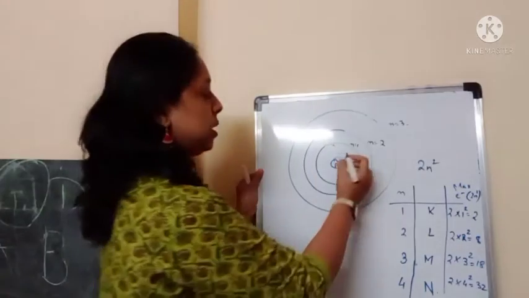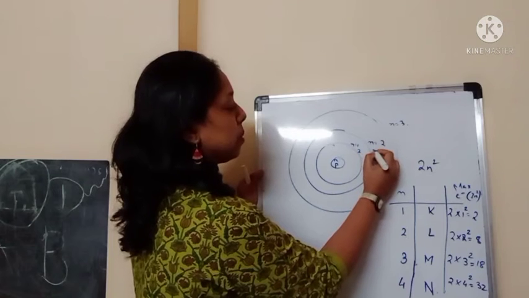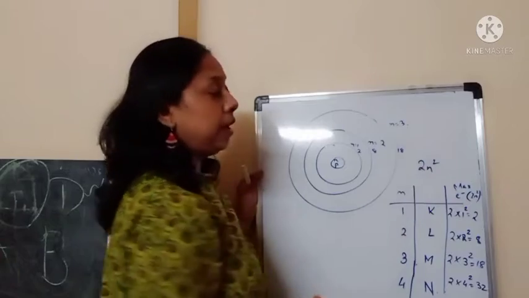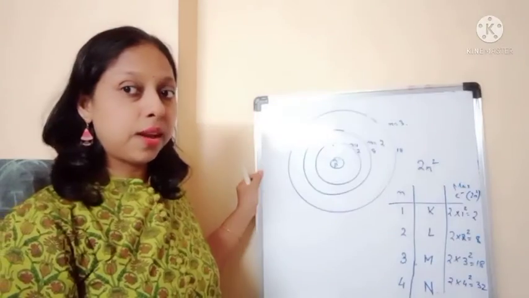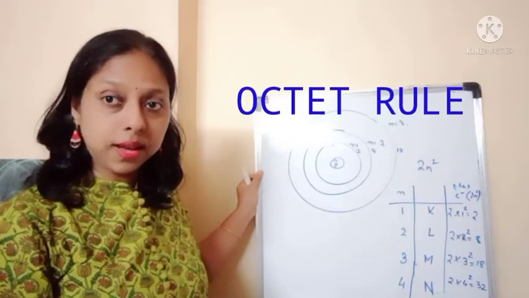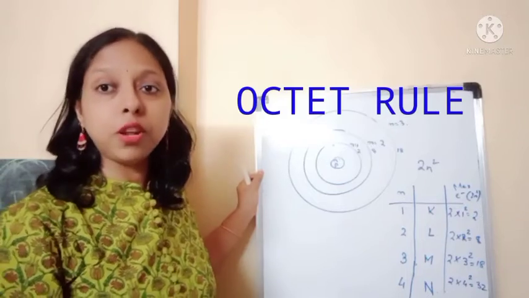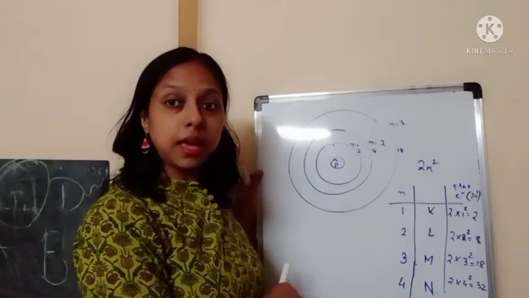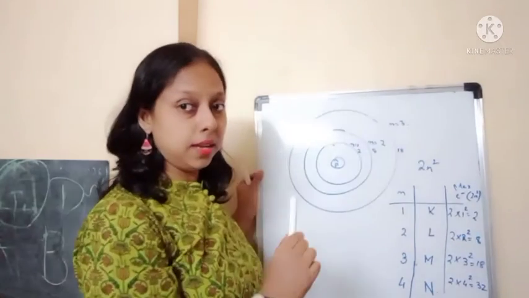So for this we will have maximum electrons in it 2, we will have maximum electrons here 8, we will have maximum electrons here at 18. But no, there is some change and that is called the octet rule, that when we are writing the electronic configuration, the maximum number of electrons it can hold in its valence shell is 8. So we will learn why it is 8 and not 18.